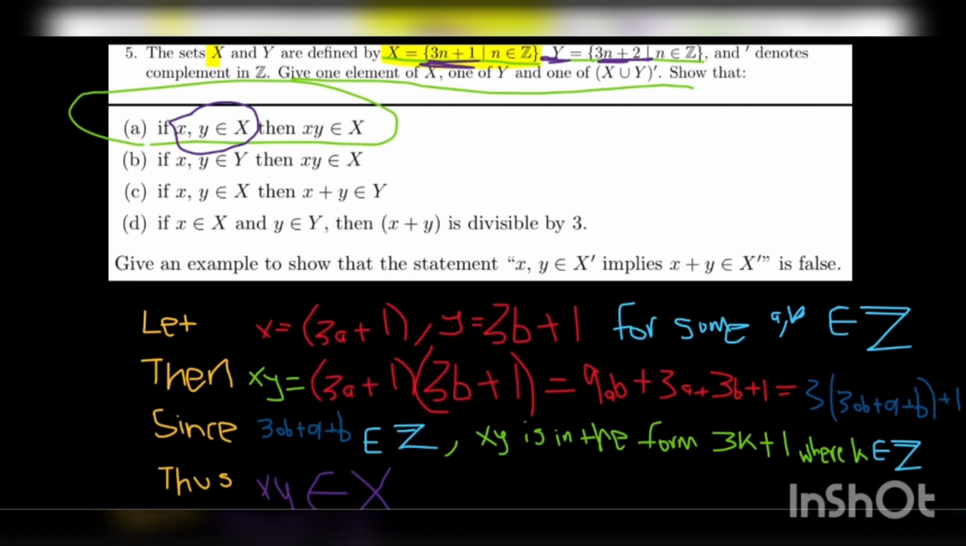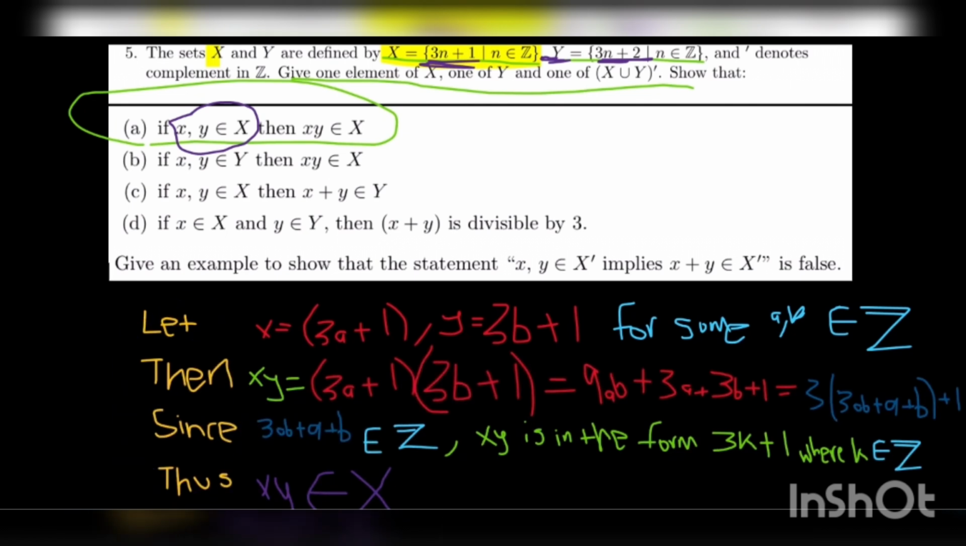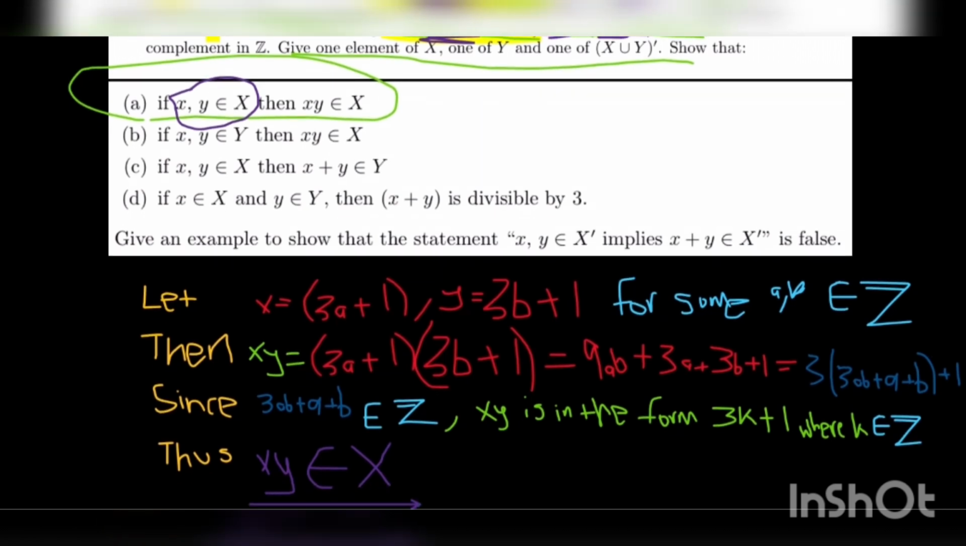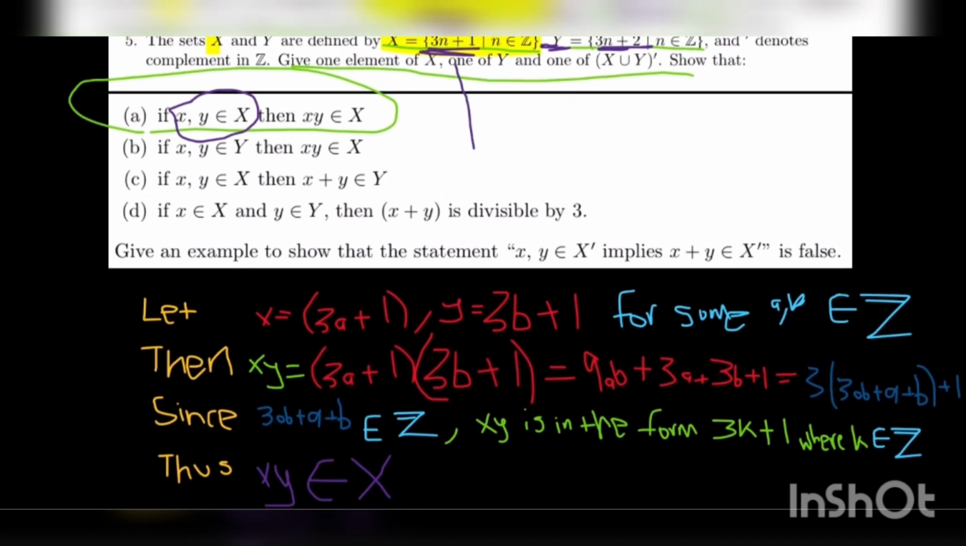All of these, right? Notice it's let, then, since, and thus, but specifically let, then, and since. Those three are the most important. You can change thus to hence, therefore, or whatever you want. It's not that important. So the first thing is that they said that x and y is an element of X. Therefore, we only are using this formula, x.